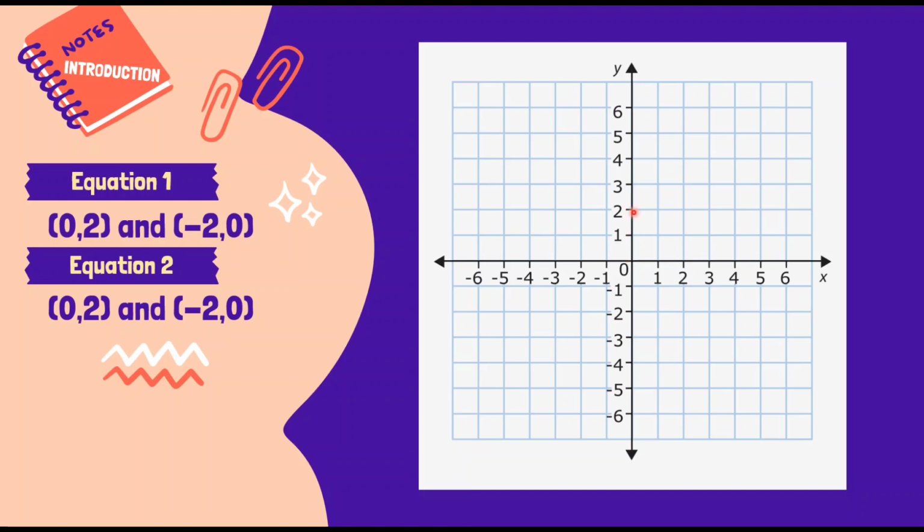Okay. So, let us have the point. Ayan. So, that is 0 and 2. So, that will be our first point. Next, we have negative 2 and 0. So, negative 2 ang ating x. So, from the origin, ang x natin ay negative 2.